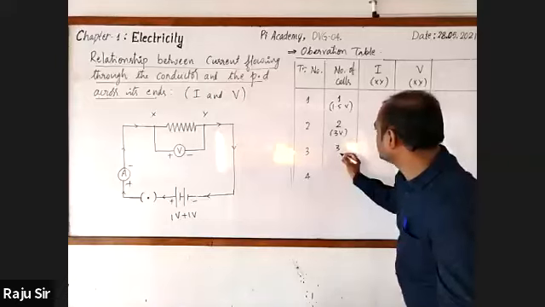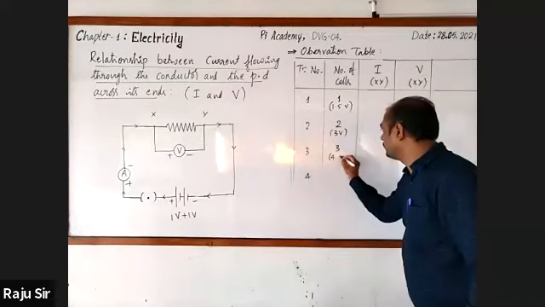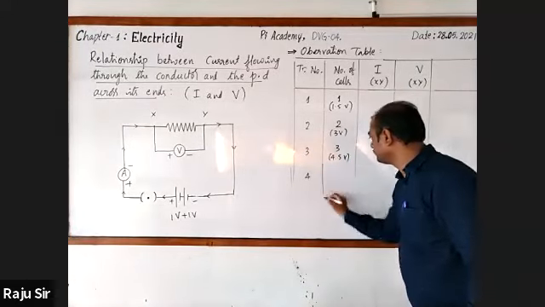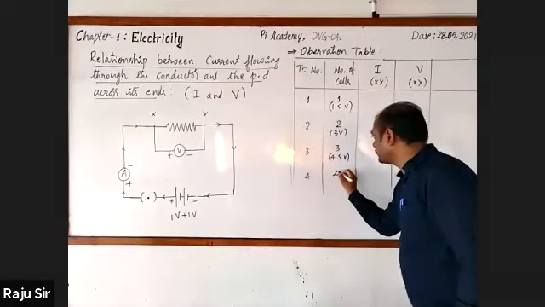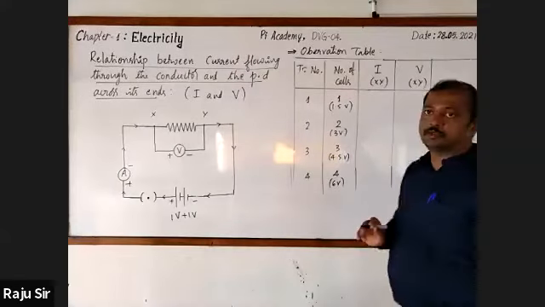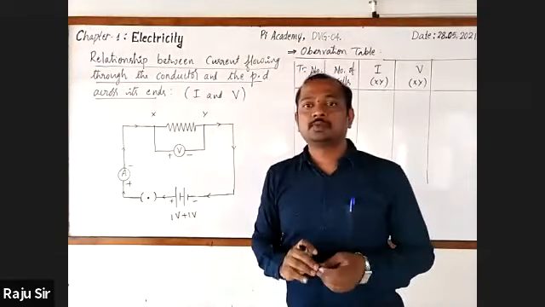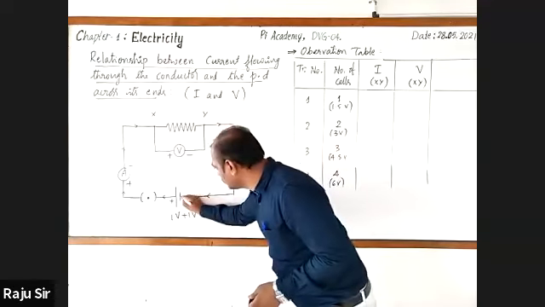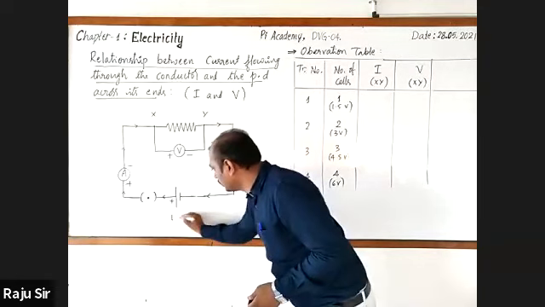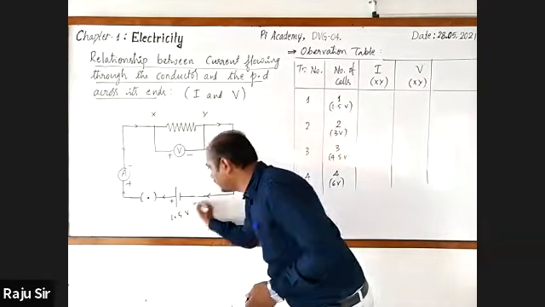Right. When 3 cells are used, it will be 4.5 volts. And if 4 cells are used, 6 volts. Now, dear students, let us focus on the trials one by one. Assume that we have used only 1 cell; its voltage is 1.5 volts.